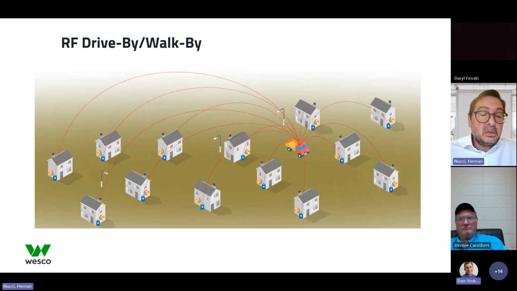So going to the chart is as simple as this. You have a collector on the truck, you drive by, and you collect the information. Information is then downloaded when you get to the office. In some cases, if you have a cellular card, you can upload straight to the cloud. So those are the most advanced features on AMR systems doing drive-by.